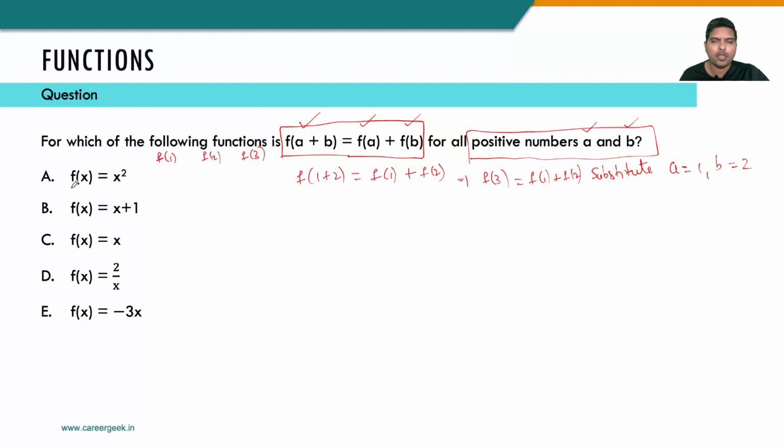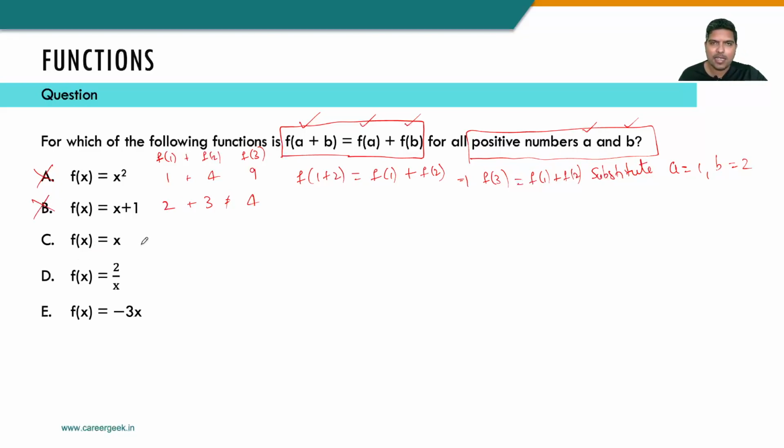What is f of 1? First, let's start with a. 1 square, 2 square, f of 3 is 3 square. So this is not the answer. F of 3 should be equal to f of 1 plus f of 2. This is out. For b, f of x is x plus 1. So f of 1 will be 1 plus 1. F of 2 will be 2 plus 1. And f of 3 will be 3 plus 1. Is this satisfying? 4 is equal to... No, right? 2 plus 1 is not equal to 4. So this is out.